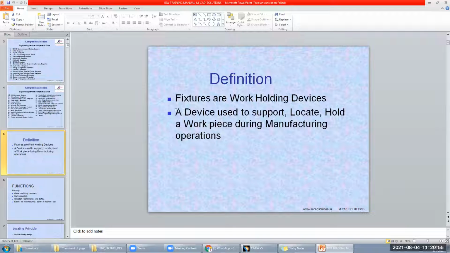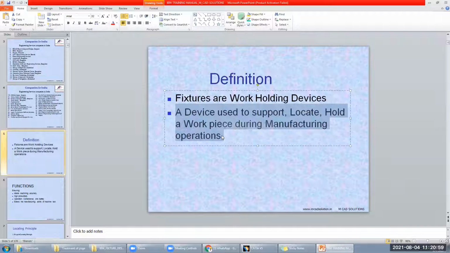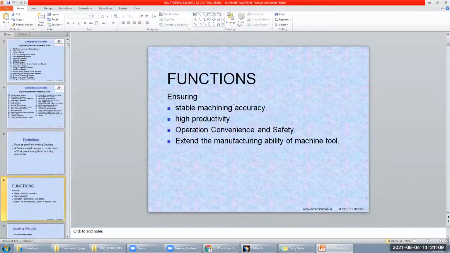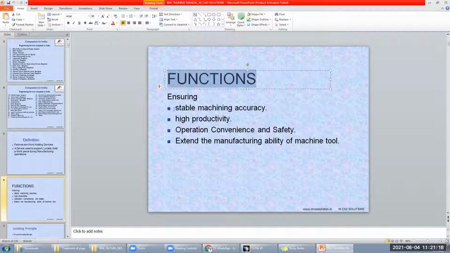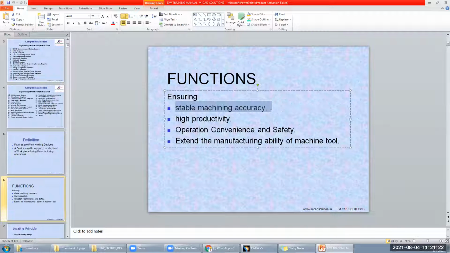The main purpose of the fixture is mass production. Second, to restrict all the degrees of freedom of our workpiece so that we can do accurate process on it. We can do perfect operations or precision operations on that particular object. So the basic advantage of using the fixture is machining accuracy.